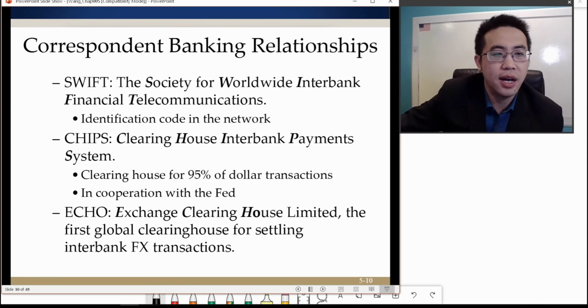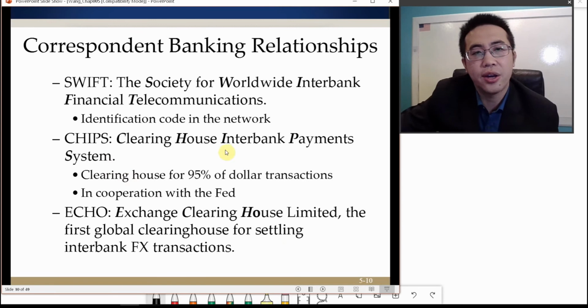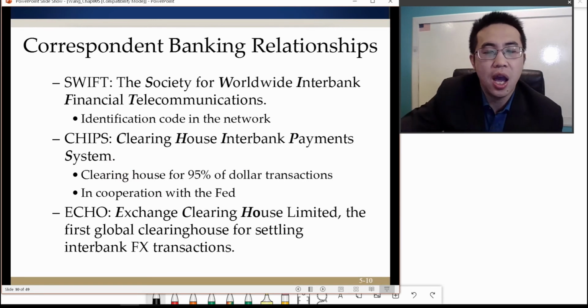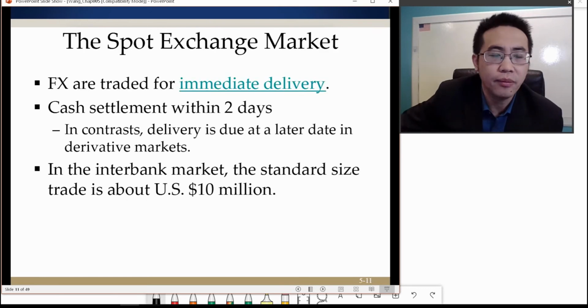You also have this ECHO system, which stands for Exchange Clearing House Limited. That's the first global clearinghouse for settling interbank foreign exchange transactions. So this terminology is something you need to keep in mind once you graduate and work in a bank, especially the international department of the bank.